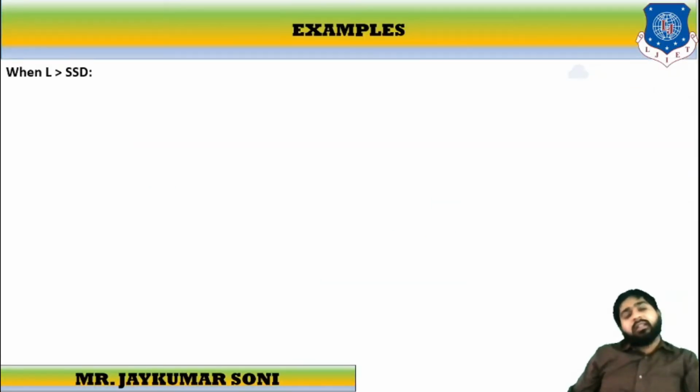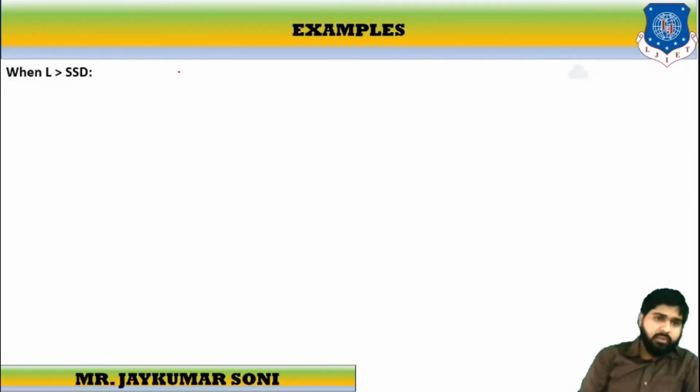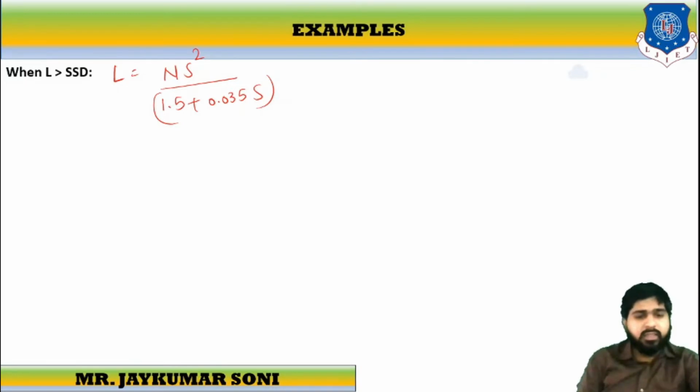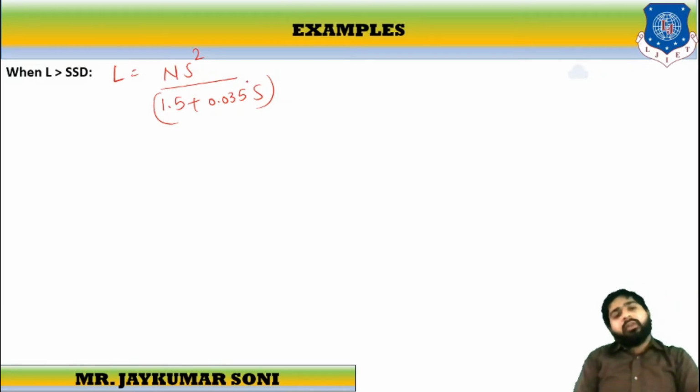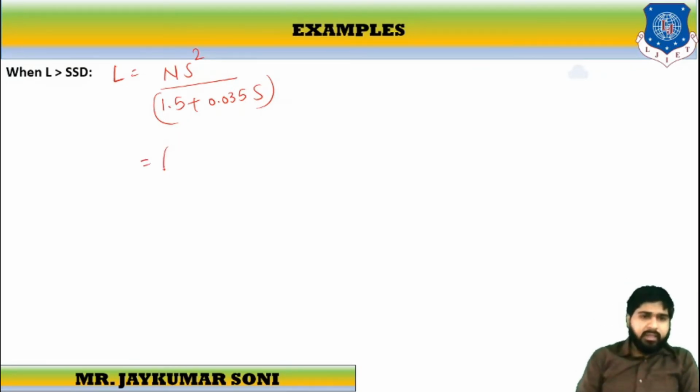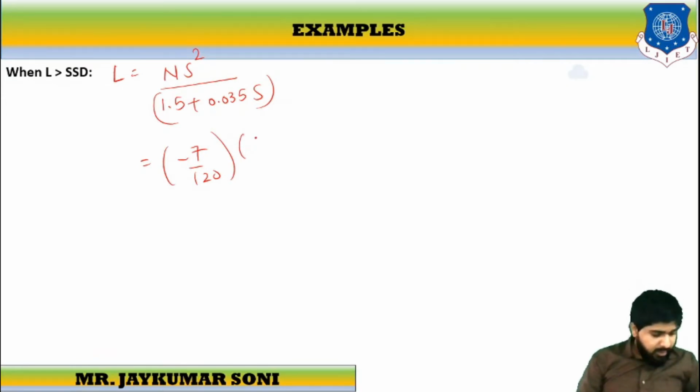First case is L greater than SSD, and the equation for that is L equals N S square divided by 1.5 plus 0.035 S. I guess this is the equation. So we have the value of N. What is the value of N? That is minus 7 by 120. Then what was the value of S? That is given in the statement. The value is 120.